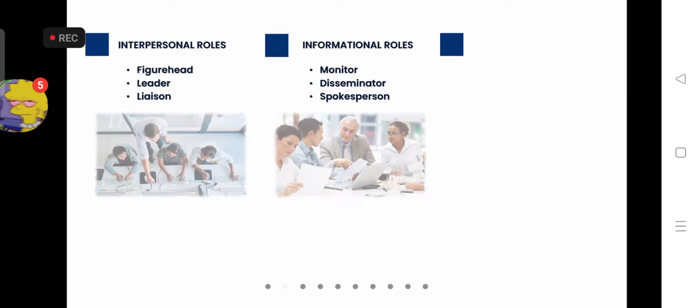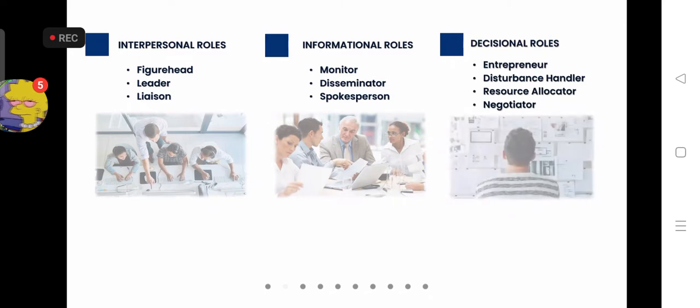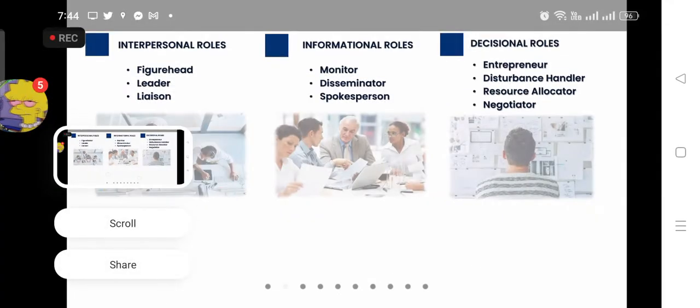So lastly, on the decisional roles, it includes managers who are an entrepreneur, a disturbance handler, a resource allocator, and a negotiator. As an entrepreneur, the manager designs and initiates new opportunities for the company. Then, as a disturbance handler, they step into disturbances that may arise to deal with them, evaluate the situation, reallocate the resources, and provide adequate support to the company.